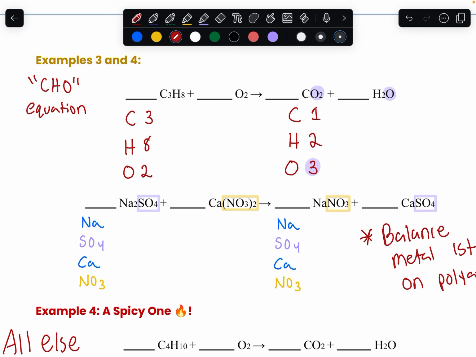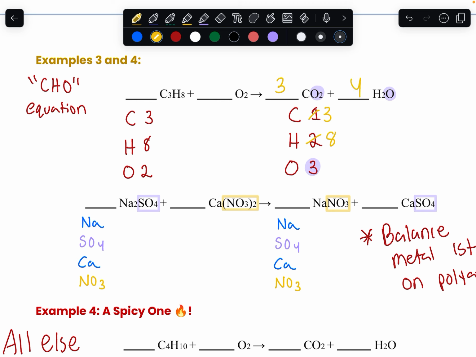And let's make this carbon 3 on this side by adding a 3 in front of the CO2. After I do that, now I'm going to focus on hydrogen. I'm not going to worry about oxygen yet. I have 2 H's to the right, and I have 4 H's to the left. So what I'm going to do is make this 8 by putting a 4 in front of hydrogen.